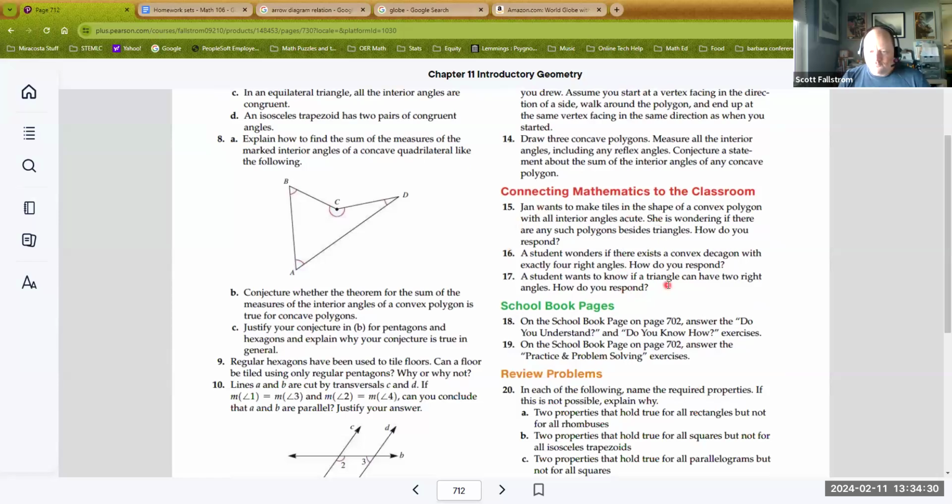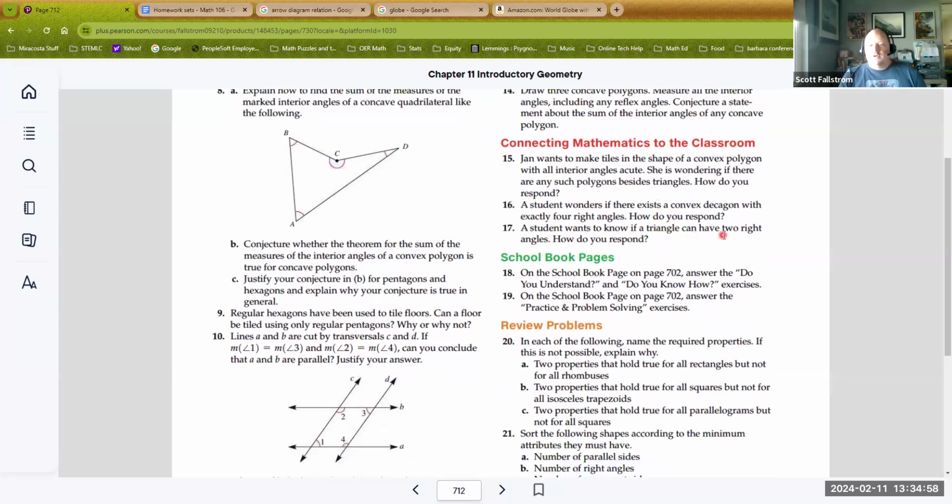Questions in the classroom. Jan wants to make tiles in the shape of a convex polygon with all interior angles acute. Okay. So she wants all the inside angles to be acute and wants to make a convex polygon. Now remember, convex polygon, key term, so not concave, it's convex, and she wants to know how many times that can happen.